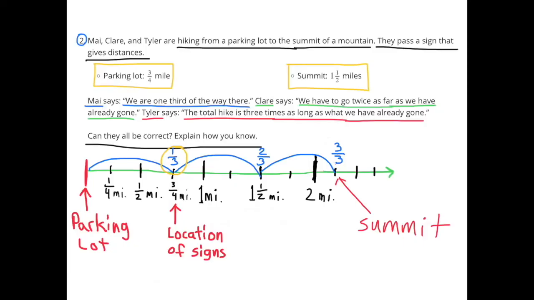Mai says, we're 1/3 of the way there. And if you look at this number line, you'll see the location of the signs is at the 3/4 of a mile mark, which is 1/3 of their trip. They still have 2/3 to go before they reach the summit.